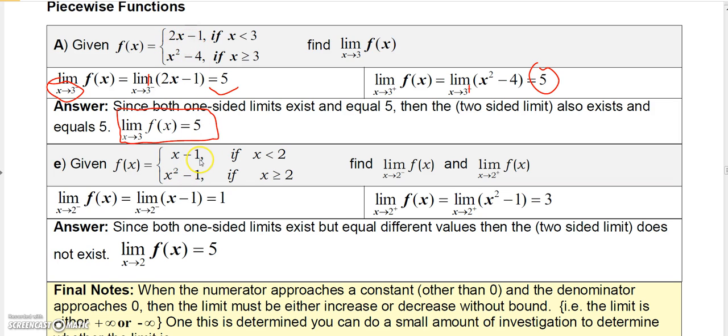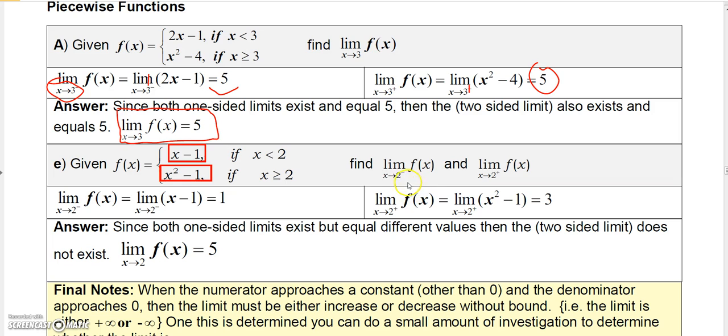So let me show you how you can work it without actually graphing it. Now, if x is less than 2, you'll get this function here. And if x is greater than 2, you'll get this function.